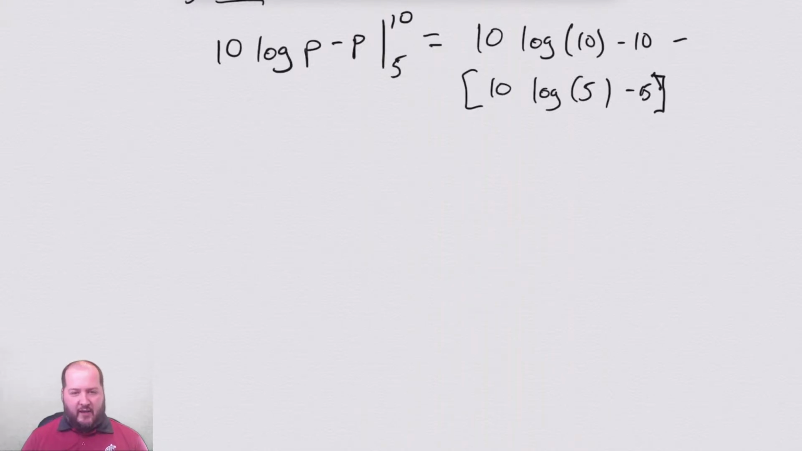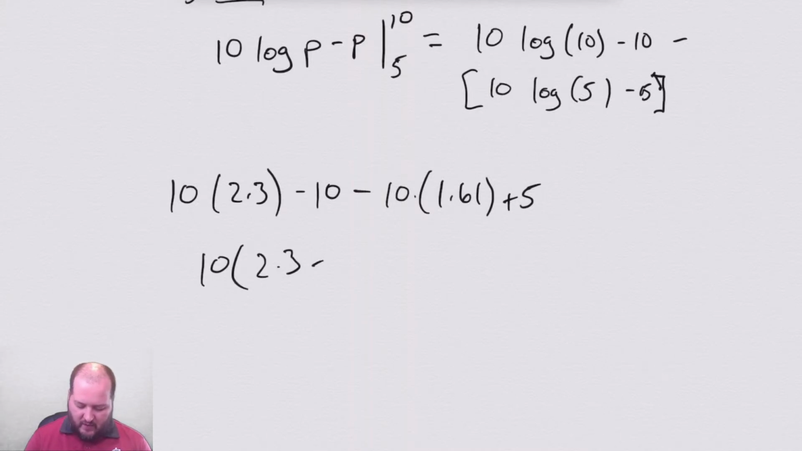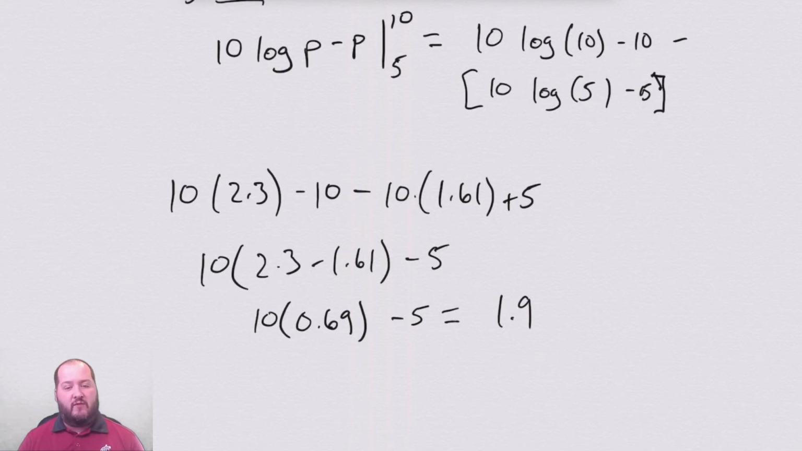I can use a calculator to figure this out. From the first term, it's 10 times the log of 10, which is about 2.3, minus 10. Then 10 times the natural logarithm of 5, which is about 1.61, and minusing a minus gives me a plus 5. So this is going to be 10 times 2.3 minus 1.61, then minus 10 plus 5. That's 10 times 0.69 minus 5, so 6.9 minus 5. That is going to give me 1.9. And that's it right there. That is the consumer surplus of this function, approximately $1.90.